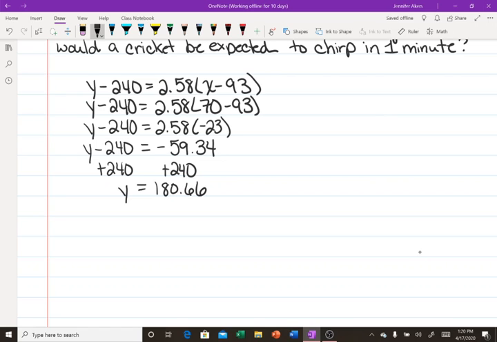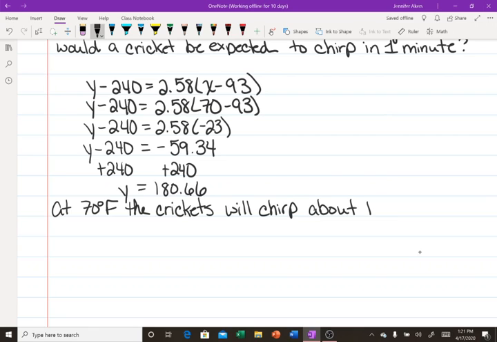180.66. So at 70 degrees Fahrenheit, the crickets will chirp about 181 times per minute. And that should make sense. At 93 degrees, the crickets chirp 240 times per minute. So when I drop down to 70, it should be less, and it is. It's 181 times per minute.